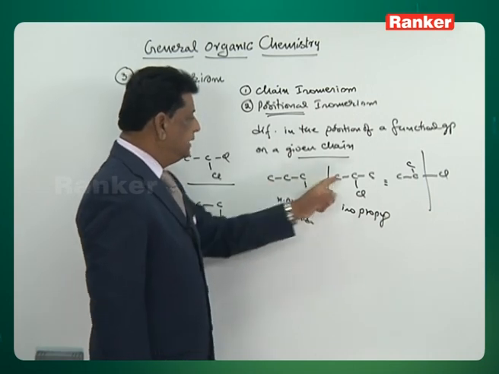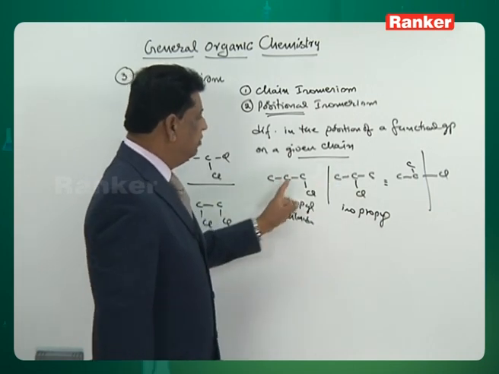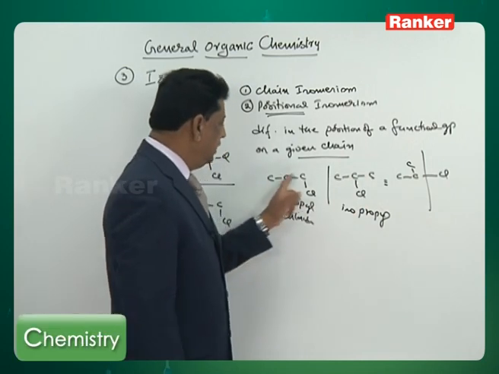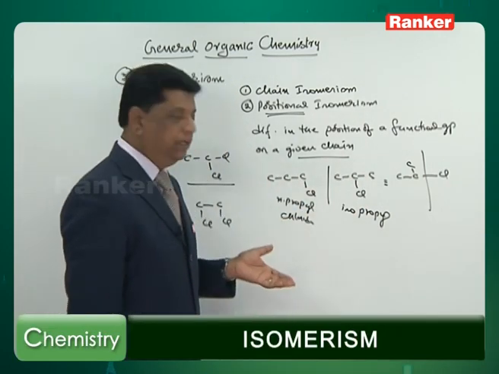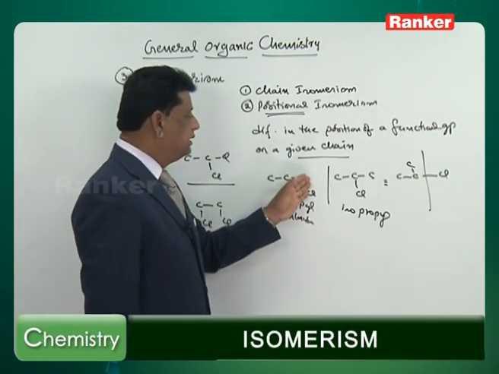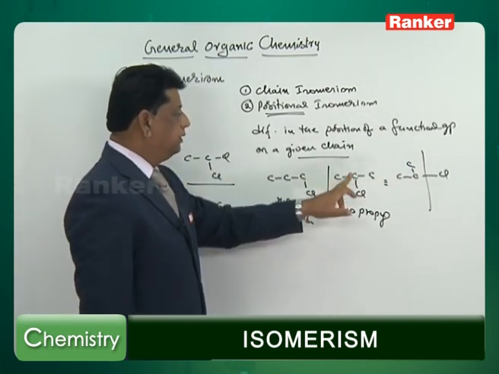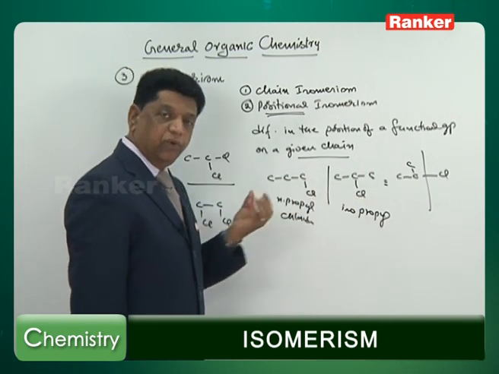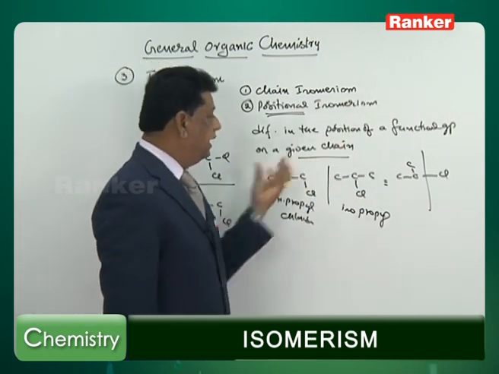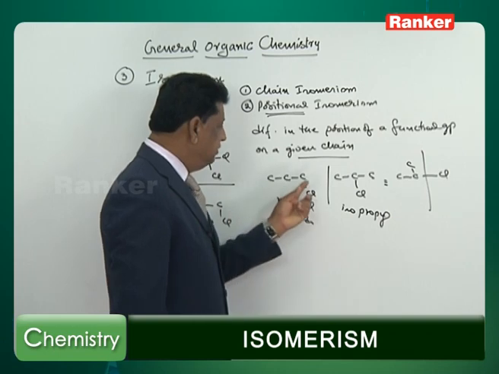Now the skeleton is the same for these 2 compounds. Even if you take this one also, the skeleton is nothing. 3 carbons cannot make skeleton isomerism. So 3 carbons, whether you write straight or L shape, makes no difference. And the chlorine on the last carbon, chlorine in the middle carbon. So the functional group position is sliding on a given chain. The chain will be common.